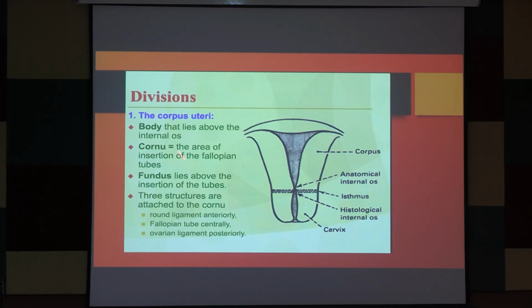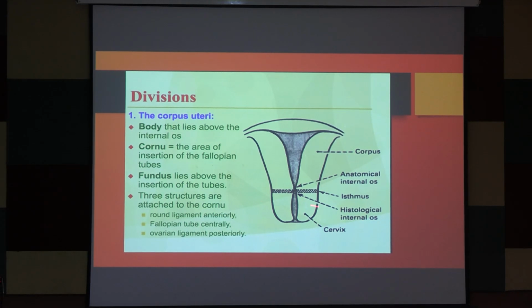So at the fundus and cornu, you see the narrowest portion; this is the attachment of the tube. Coming to the attachment of the tube, the tube has many parts. One part, 1 centimeter, lies within the myometrium. That is the intramural portion. That is the narrowest part. So that is the intramural portion of the fallopian tube.